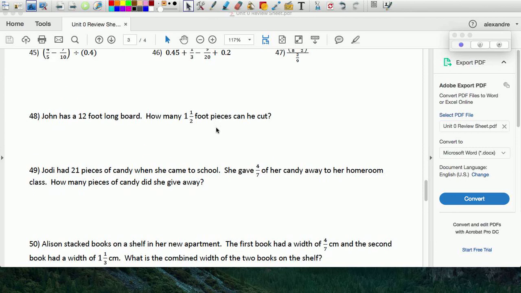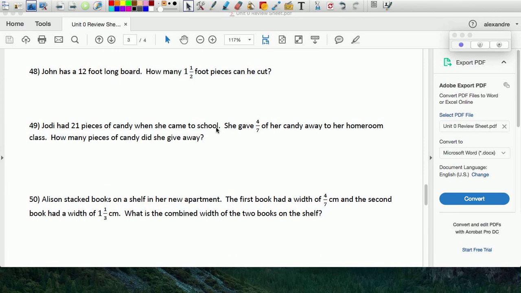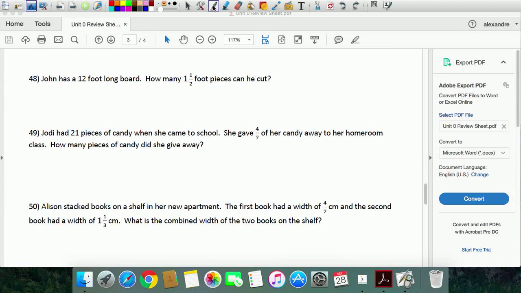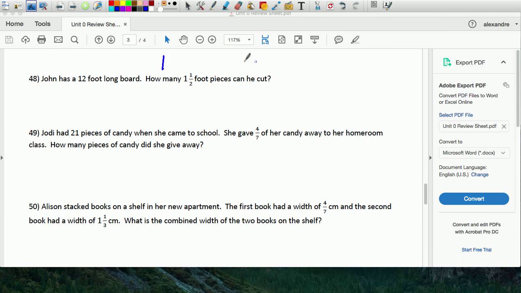And finally, we have, oof, that's it. We're almost done. So he has a board. His board is 12 foot long. It's about twice my height. And he wants to cut it into smaller pieces, 1.5 foot, 1.5 foot, 1.5 foot, and so forth. So how many of these smaller pieces can I have?